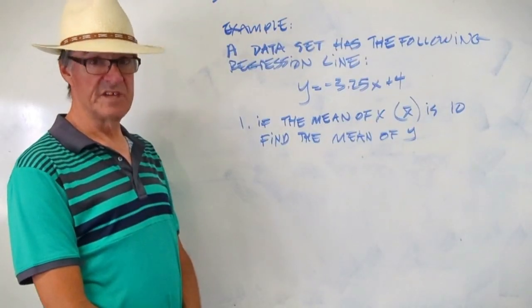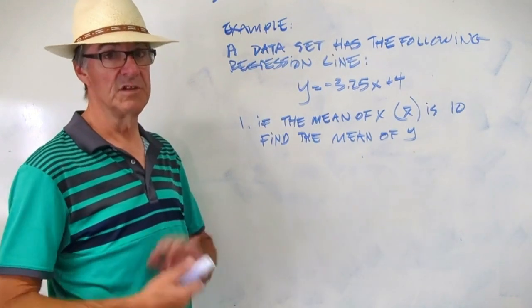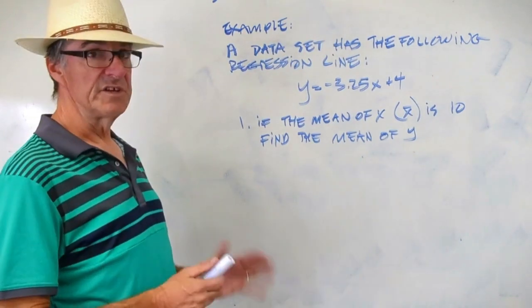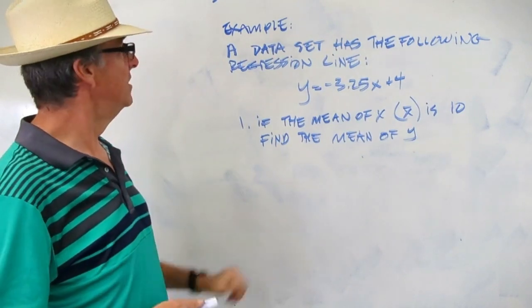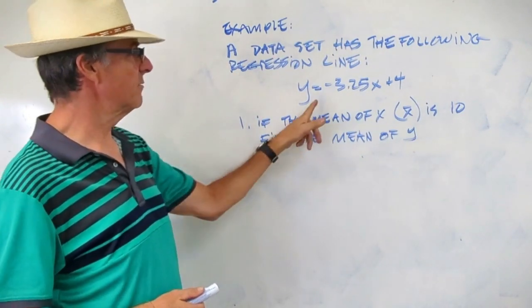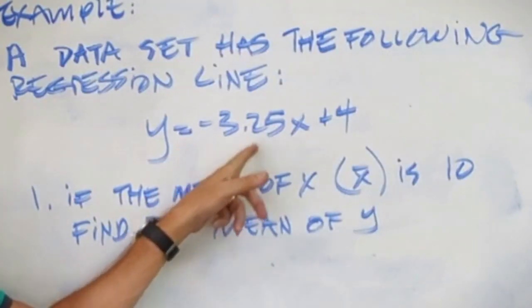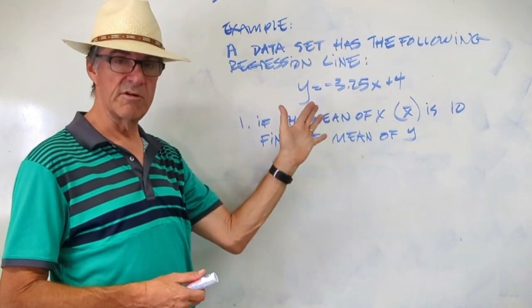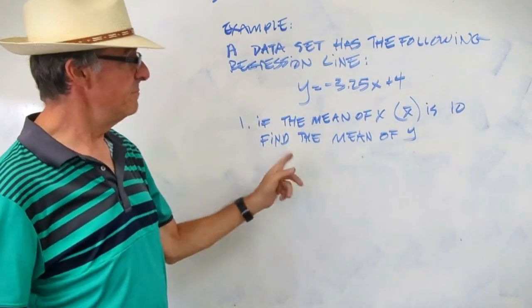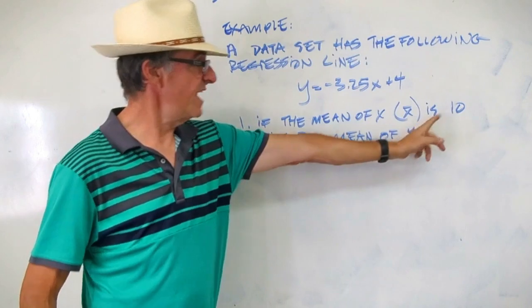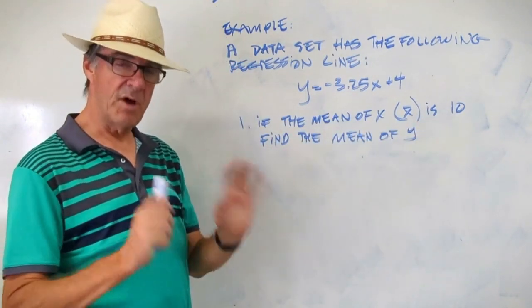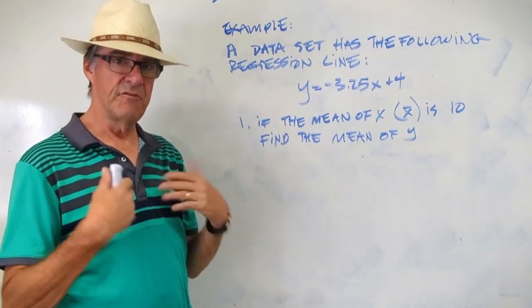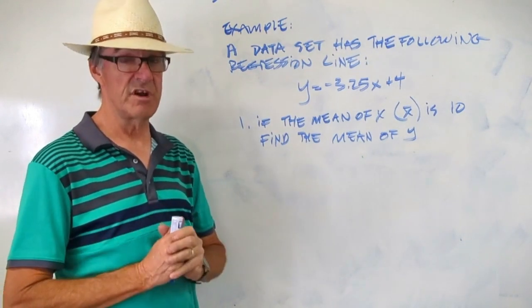Let's do a few examples to put to work some of the stuff we learned in this chapter. So here's a typical paper 1 type IB problem, so no calculator. A data set has the following regression line, y equals minus 3.25x plus 4. So there's our regression line. If the mean of x, which is x bar, is 10, find the mean of y. So I want you to pause the video and think about that. If you figure out how to do it, it's pretty quick and straightforward.